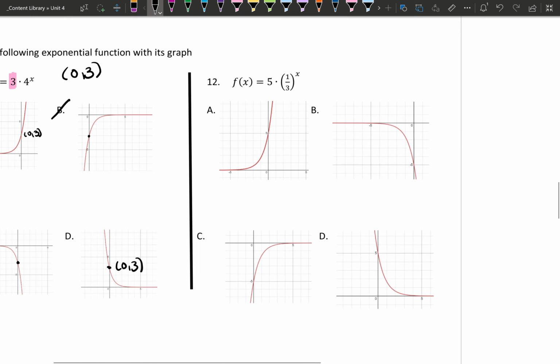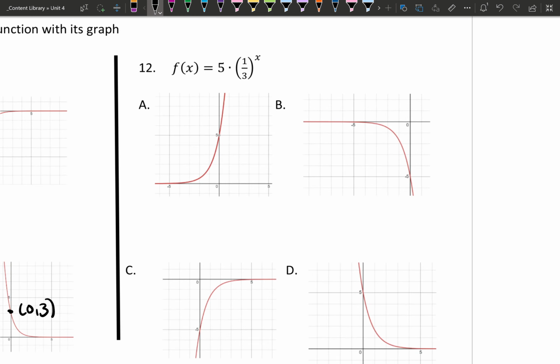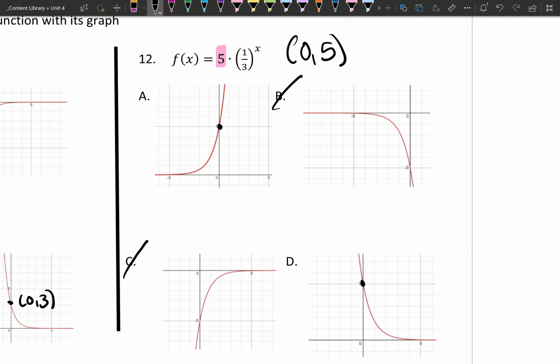Let's take a look at 12. First, let's identify its y-intercept. There it is, 0, 5. And now let's find the matching graph. Okay, this one works. Not letter B, not letter C. Letter D also is 0, 5. This has a number less than 1 as its base. That means our graph should be decreasing. Letter D.